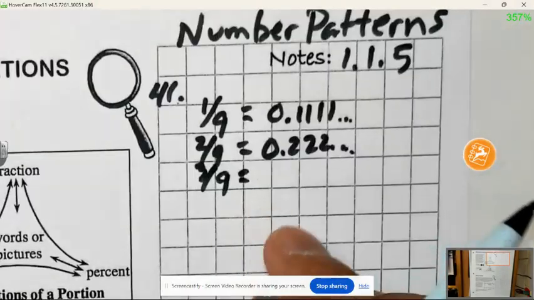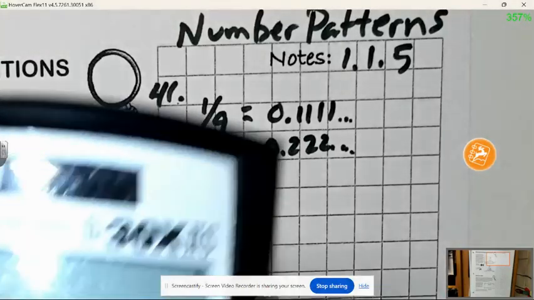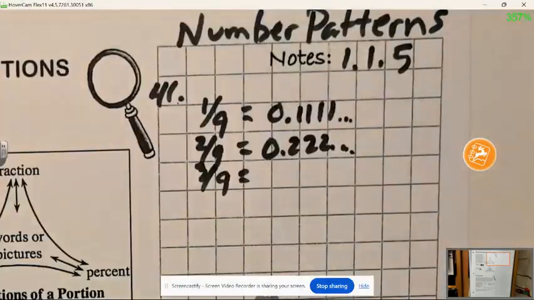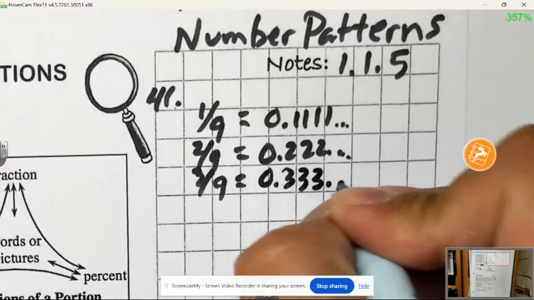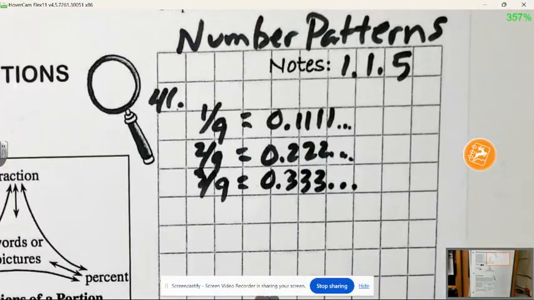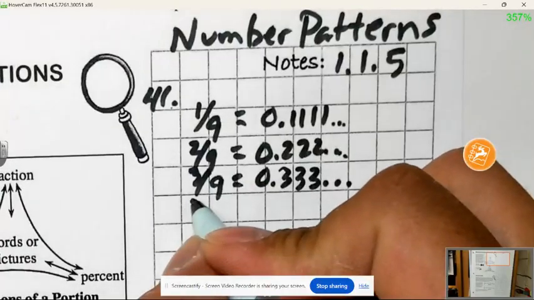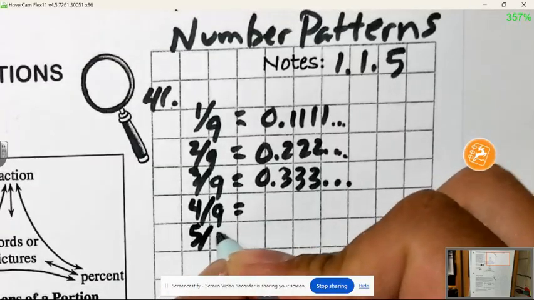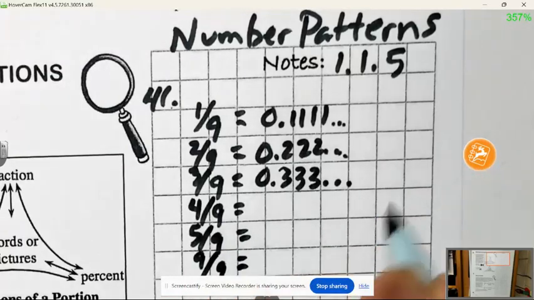Okay, so 3/9, we can assume, well, this is going to be 0.3333333333. Let's see. 3 divided by 9 equals, and that is true. So I think by looking at these patterns, we're now able to predict. Okay, so let's finish the rest. Let's do 4/9, 5/9, and then let's go all the way up to 9/9.